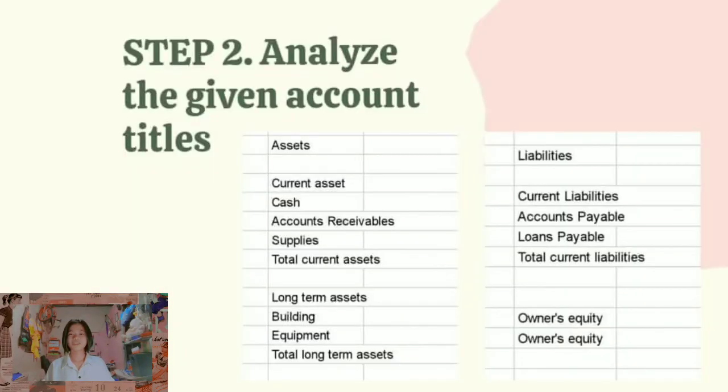So, the second step is to analyze the given account titles. So here we need to classify what are the current assets, non-current assets, current liabilities, non-current liabilities, and owner's equity. So yung mga nakita nating current assets kanina sa examples natin ay cash, account receivables, supplies. Sa mga non-current assets naman like building, equipment. Current liabilities naman natin ay accounts payable and loans payables. And lastly, yung owner's equity.